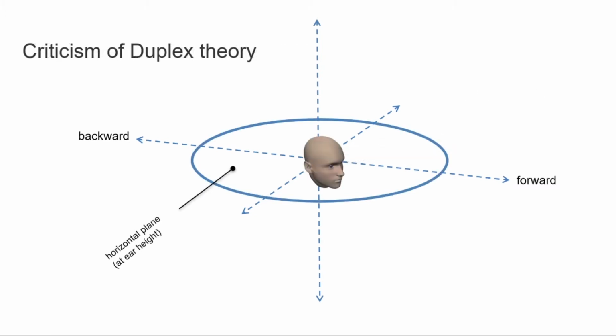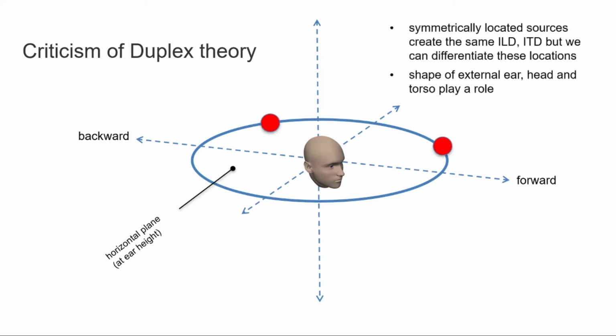The main criticism of duplex theory is that there can be several positions for audio sources that can produce the same ILD and ITD. For example, these two shown here. Yet, when you hear this kind of situation, normally you can easily tell the direction of the sound source. In addition to this, we know that when you are listening with only one ear, you can still tell the direction of sound. So we need more than just a duplex theory to explain directional hearing.